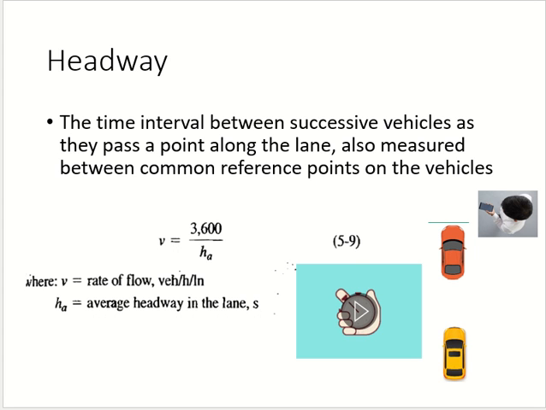So when the reference point of the first car is at the green line, hopefully he will start his stopwatch. Maybe he is looking at his notifications right now. But by the time this car reaches the green line, he will start the watch. He will start the time. And when the yellow line reaches the same point and the same reference, he will note it down. And that time will be headway. Clear? Okay? And common reference again means that if he started with the front bumper, then he has to wait till the front bumper. If he started with the rear bumper, he has to wait till the rear bumper.